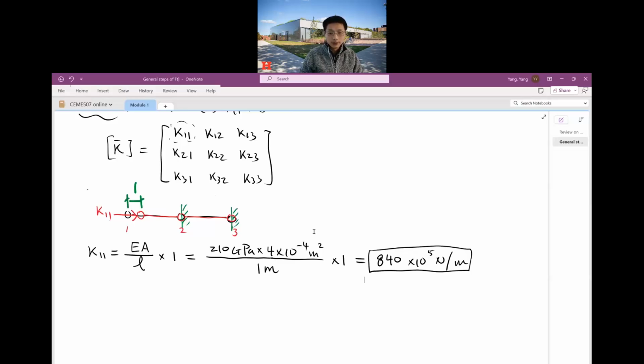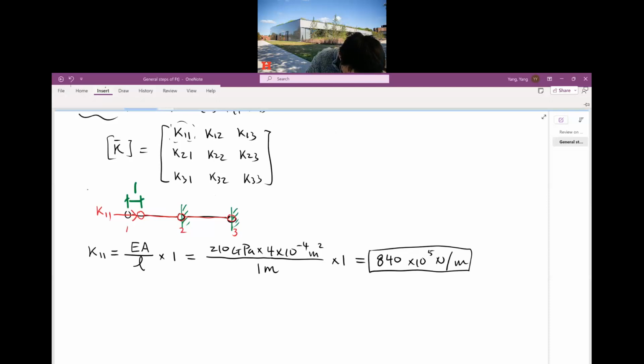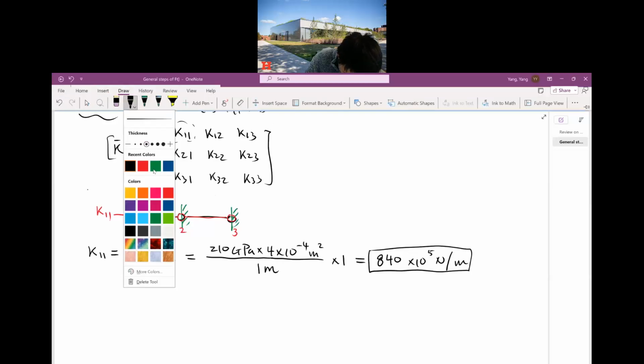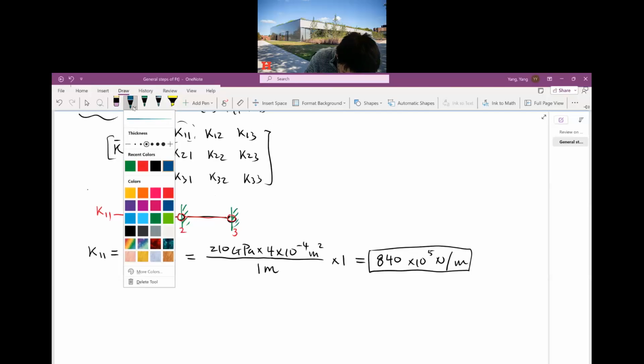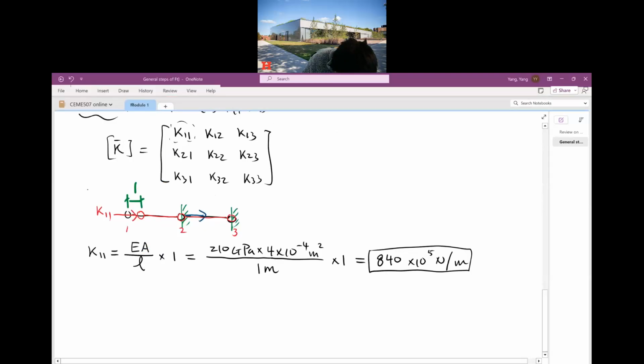Does this make sense? Okay. So similarly, the K12 should be the force, the reaction force at node 2. So K1,2, and if we have the K1,2 here, we use a different color here. So the K1,2 here, this is a K1,2, this is a K1,3.